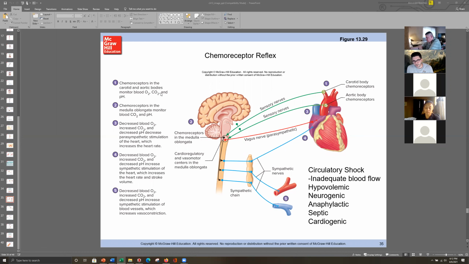And usually, especially once we get into chapter 14 and start talking about the respiratory system, we'll talk a little more about how the content of carbon dioxide will directly affect things like our blood pH. A lot of that has to do with buffers that we make and things like that.